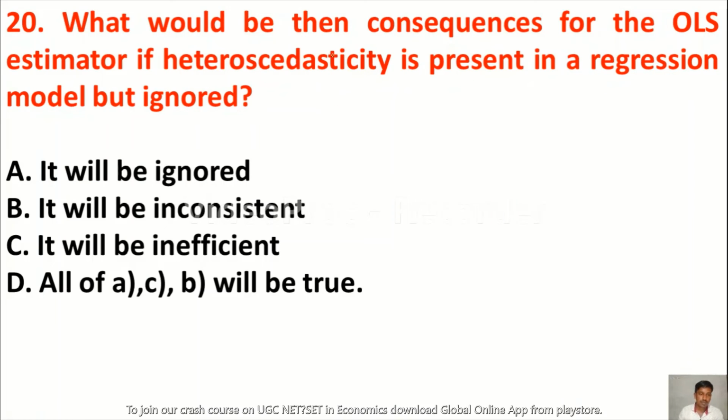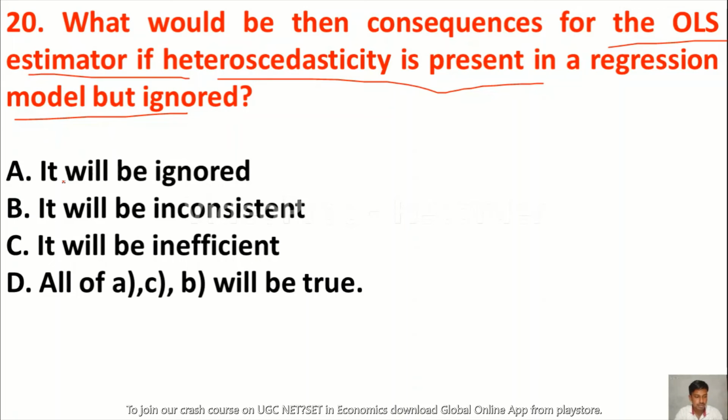Question number 20. What would be the consequences for the OLS estimator if heteroscedasticity is present in a regression model but ignored? Option A, it will be ignored. Option B, it will be inconsistent. Option C, it will be inefficient. Option D, A, C, B will be true. So here option C is the correct answer. It will be inefficient.